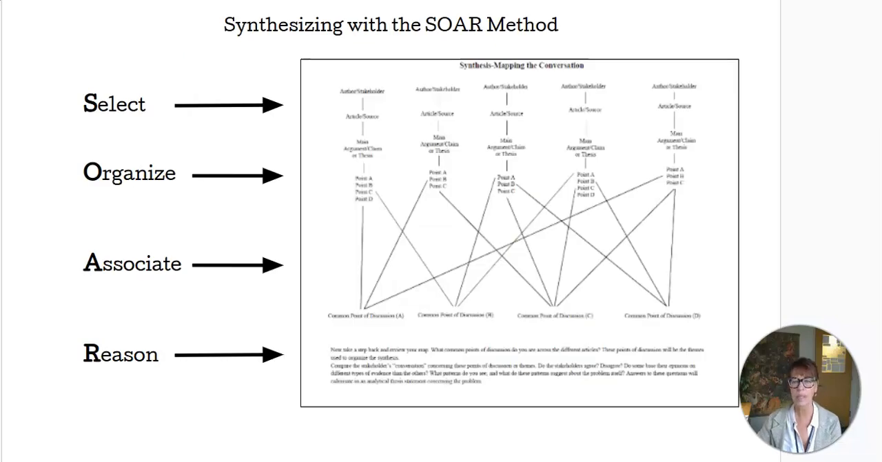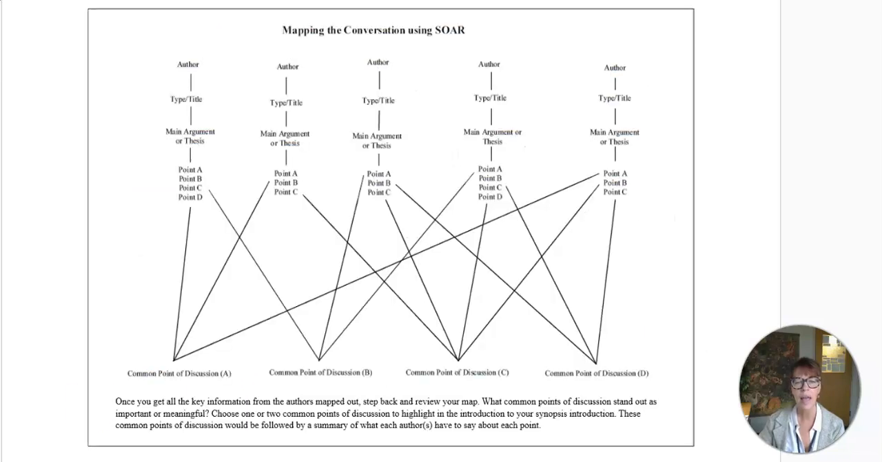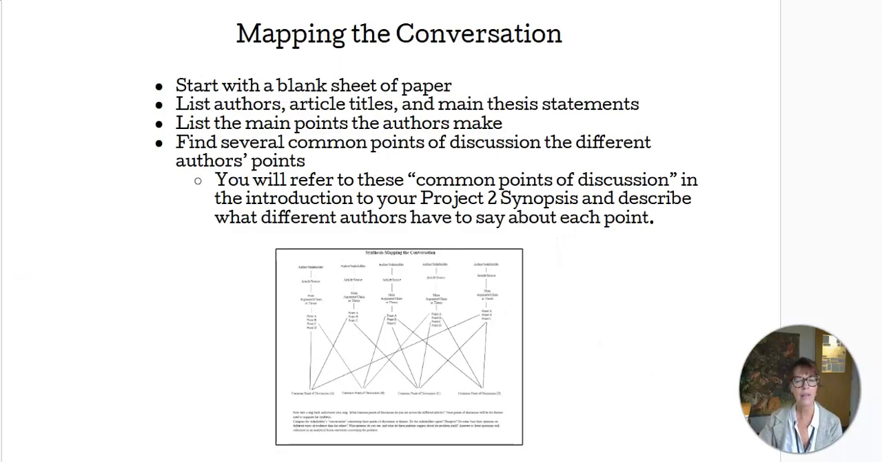And so here's a template, and I've shared the template in the module, but I'm just going to show you here what each stands for. So again, we're selecting different articles. We're going to organize those articles. We're going to find associations between the points that the authors make, and then we're going to use our reasoning to name those common points of discussion.